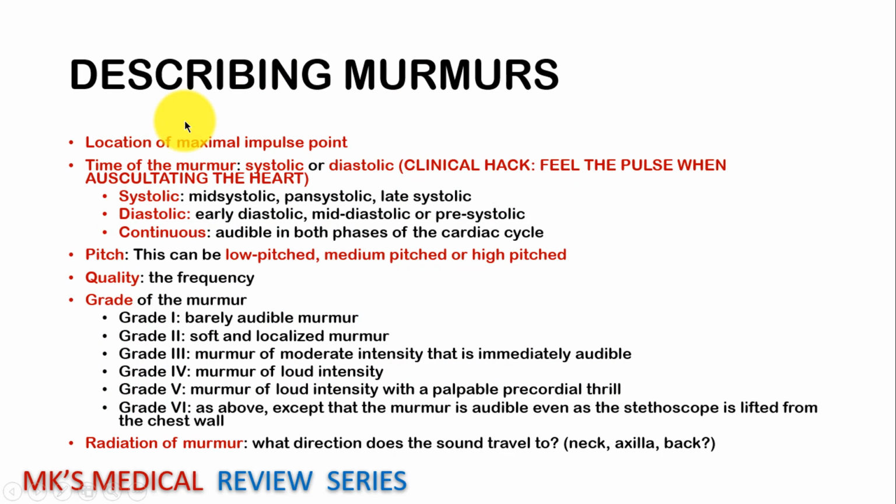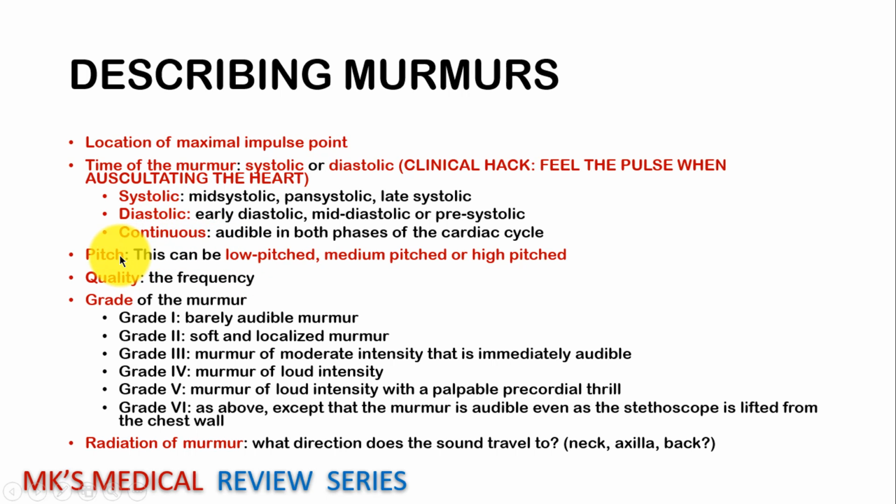So how do we describe murmurs? We should first note the location of the maximum impulse point. I should note the timing, whether it's systolic or diastolic. Like I told you, a clinical hack is to feel for the pulse when you're auscultating the heart. If you feel the heartbeat and that's when you're hearing the sound, it's most likely a systolic murmur. If you don't feel the heartbeat when you're hearing the sound, it's a diastolic murmur. Sometimes it can be throughout the entire cardiac cycle, both systole and diastole. The systolic murmurs could be mid-systolic, late systolic, or pansystolic. Diastolic murmurs could be early diastolic, mid-diastolic, or pre-systolic. Then, of course, continuous throughout the entire cardiac cycle.